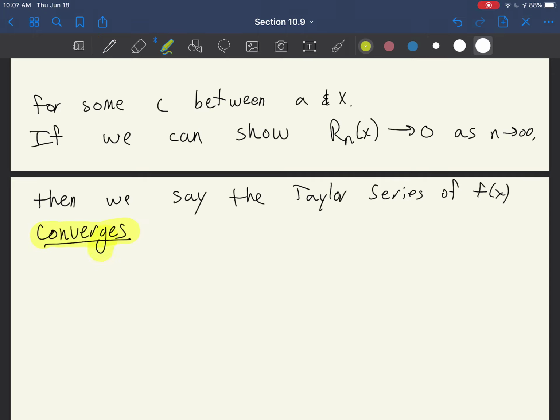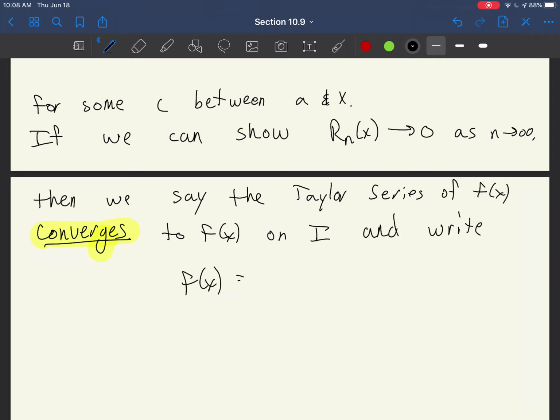We never actually defined convergence for a Taylor series, so we'll say that this is what we mean by converges, that the series converges to f of x on I. So to say it converges means that we can say that f of x equals this Taylor series.